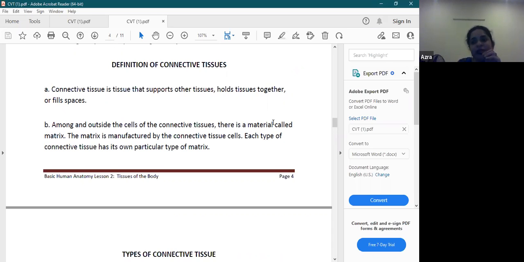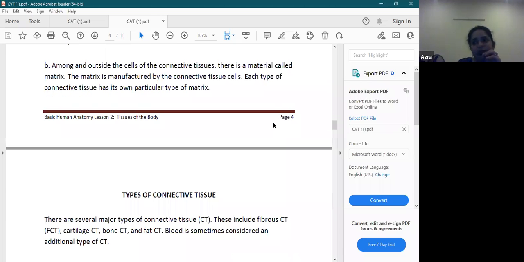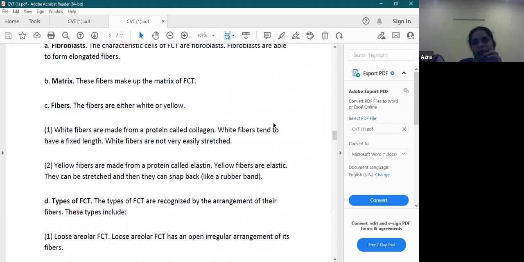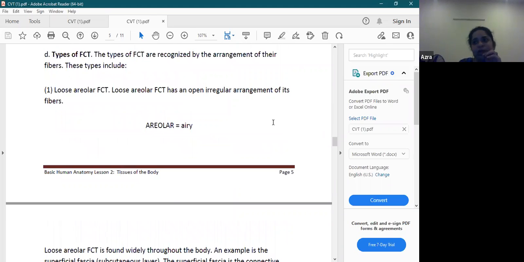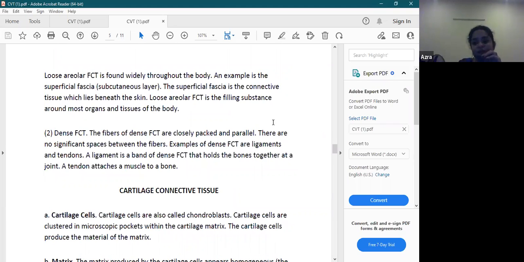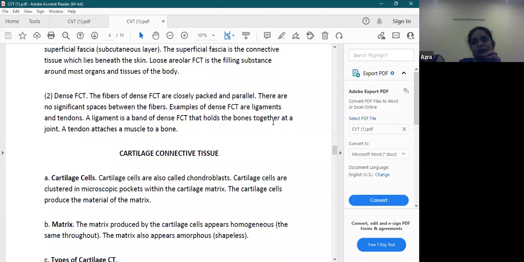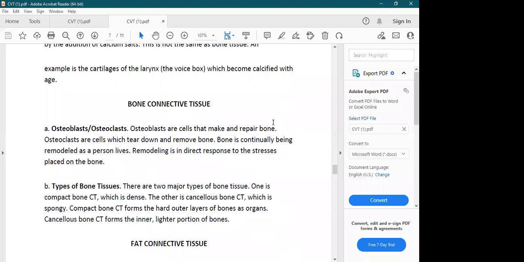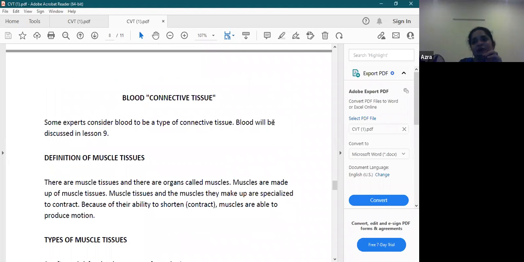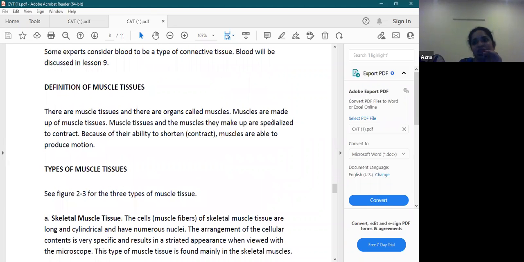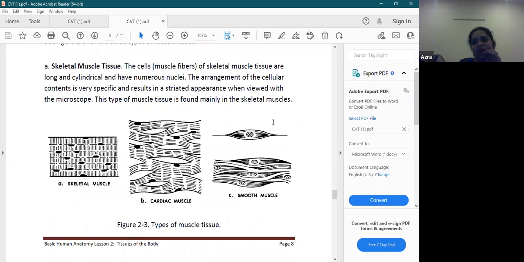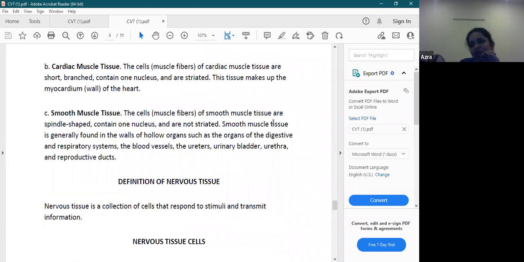So in the next class, we will study connective tissues, types of connective tissues, fibrous connective tissues, cartilage connective tissues, bone connective tissues, fat connective tissues, blood connective tissues, muscle tissues, and the nervous tissues.